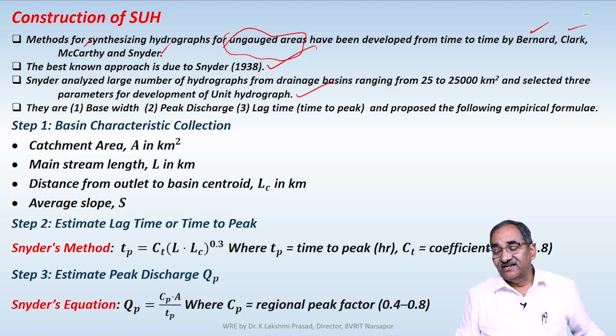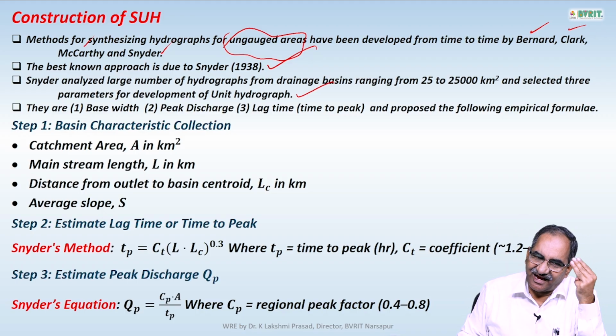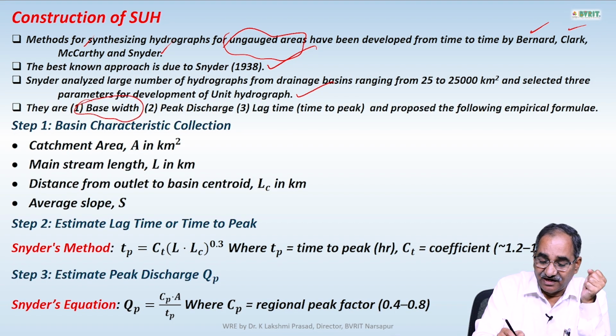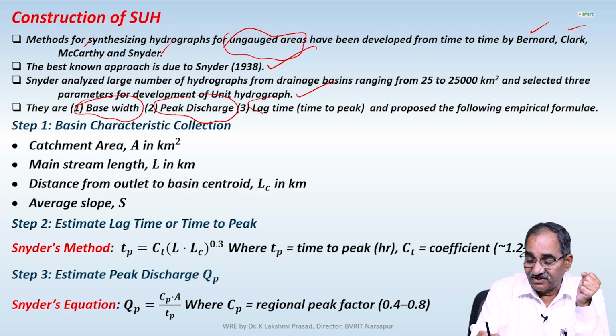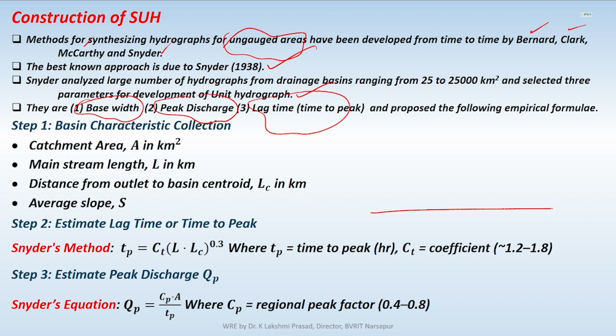Finally he came up with three parameters to be found out. What are the three parameters? Number one is the base width, number two is the peak discharge, number three is the lag time. The first one is the base width: how much should be the base width of the unit hydrograph? Then what is the peak, and when is the peak occurring? What is the time to the peak?